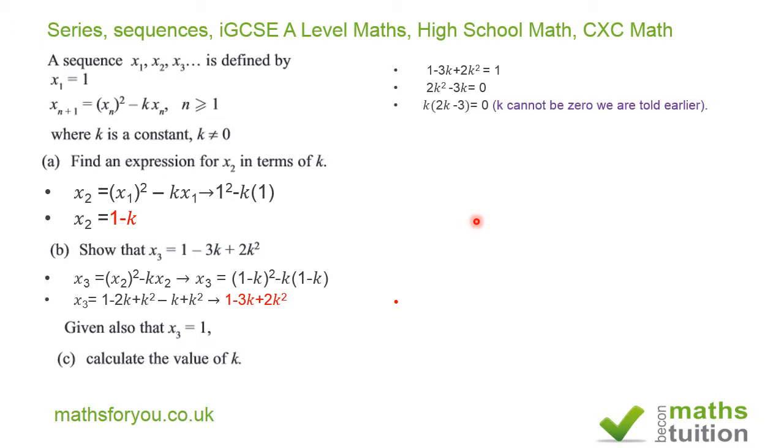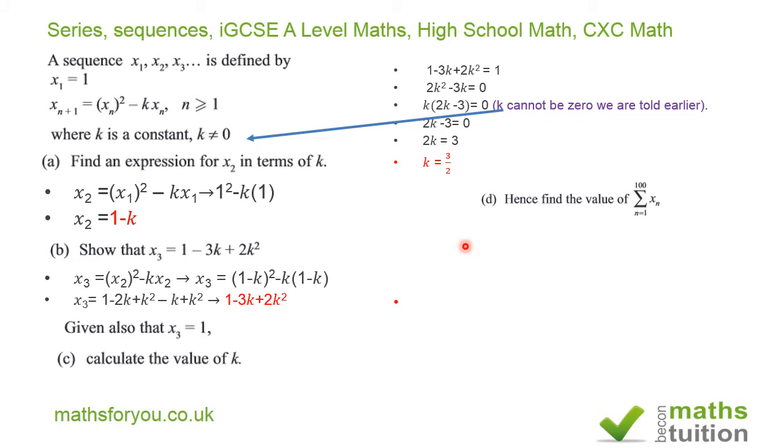And when we factorize, we end up with k into 2k minus 3. Now, k cannot be 0 as we are told earlier. So k cannot be 0, so we end up with just 2k minus 3 is equal to 0. In which case, if you add 3 to both sides, we end up with 2k is equal to 3. And when you divide both sides by 2, you end up with k is equal to 3 over 2. And that's the value of k there.